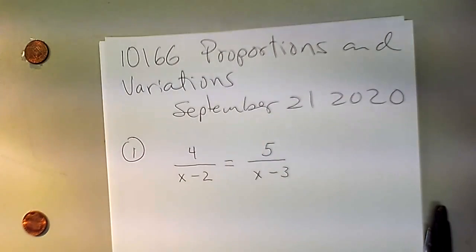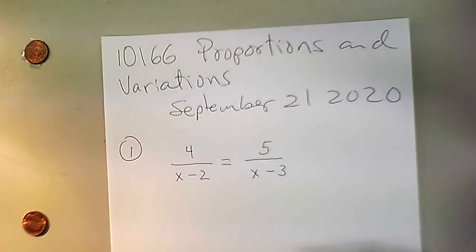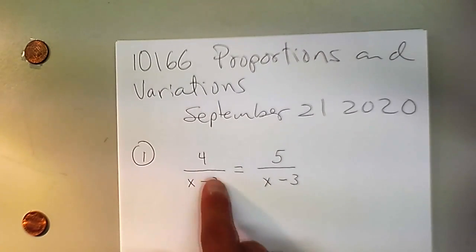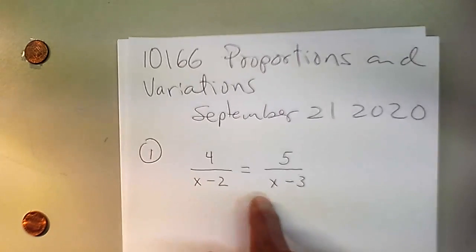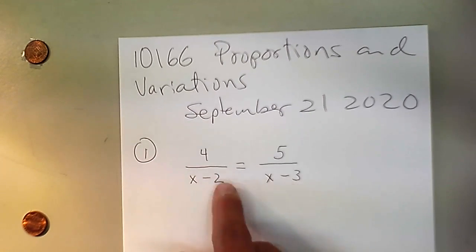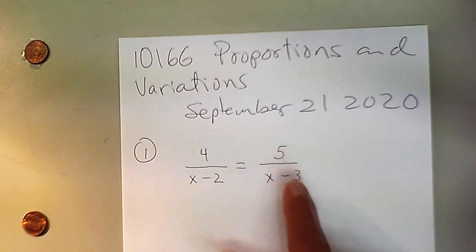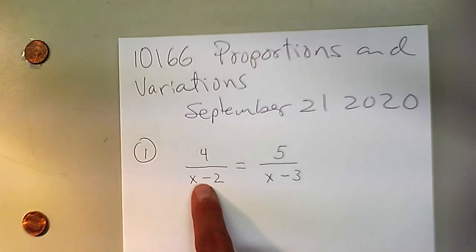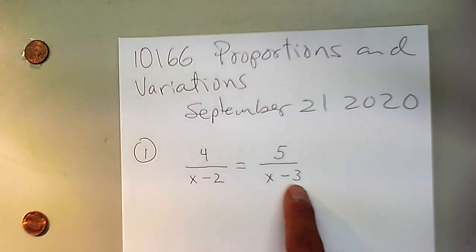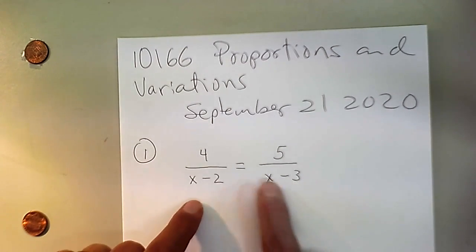Proportions are equations that have fractions in them. A fraction equals a fraction. Let's start with this example. This is a very simple example. Typically in a proportion, what we do is the cross product, which is equivalent to multiplying by the common denominator of the fractions.